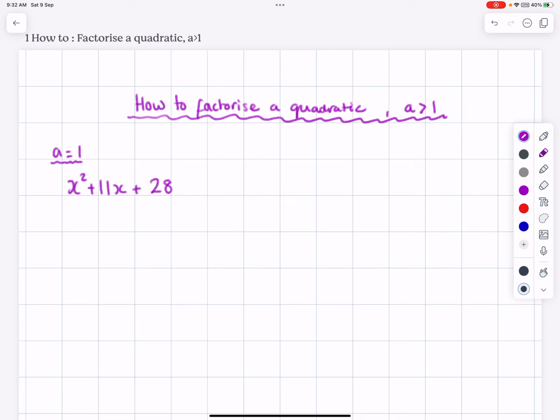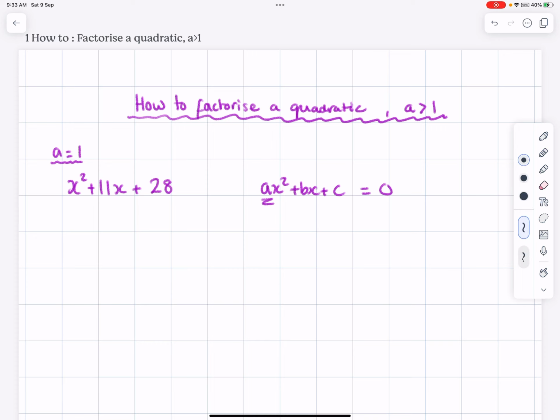How do we factorize a quadratic where a is greater than 1? Well, what do I mean by that? ax squared plus bx plus c would be the general form of a quadratic there. Quite often we'll have ax squared plus bx plus c equals 0 as a quadratic equation. So we're talking about where a is going to be greater than 1.